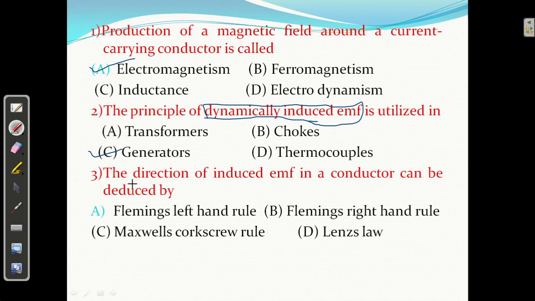Third, the direction of induced EMF in a conductor can be deduced by Fleming's right hand rule. B. Because the direction of induced EMF is given by Fleming's right hand rule, the generator principle. Fleming's left hand rule is used in motor. So the answer is B.